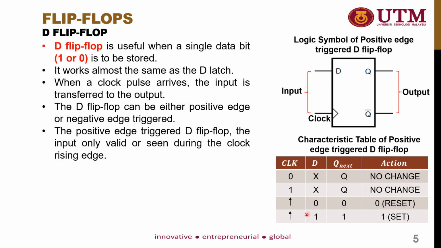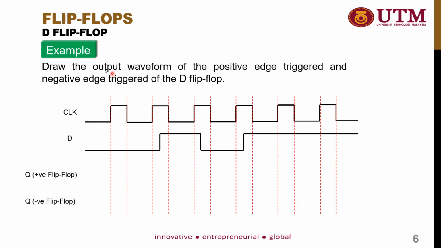Okay, and then you see here, when the clock is at the rising edge and when the D signal is equal to 0, the Q next is equal to 0. And when at the rising edge the D signal is equal to 1, the Q next will equal 1. So when Q next is equal to 0, it means that it is in reset mode. And when Q next is equal to 1, the flip-flop is in the set mode. Okay, so I will show you an example of the waveform formed inside the D flip-flop.